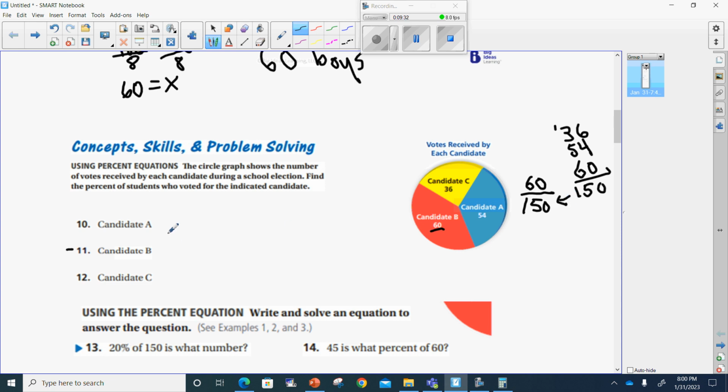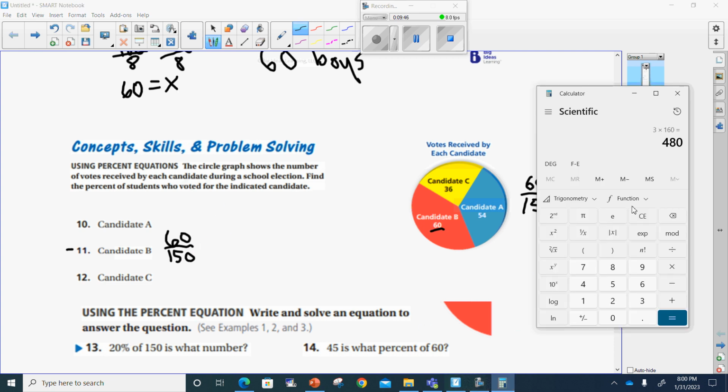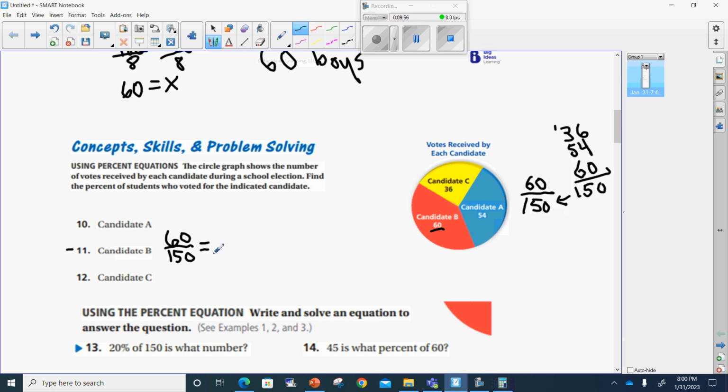So now that I know this is 60 out of 150 votes, they said, what is the percent, right? So I can find the decimal by taking the calculator and taking 60 and dividing it by 150. And that gives me 0.4. And now I have to realize that they asked for find the percent. So I have to move that decimal over 2 spaces and put a 0 there. So this is going to be equal to 40%.